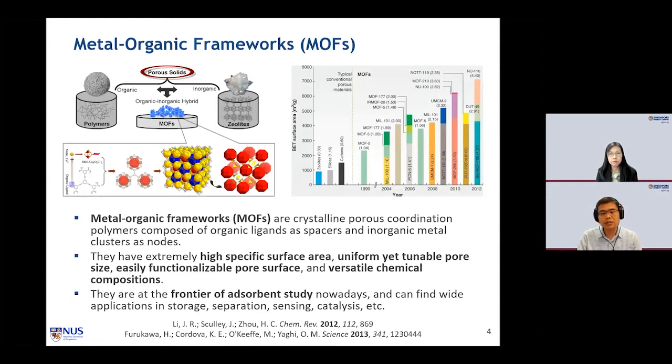And the first type of materials I want to introduce is called metal organic frameworks. It's a type of hybrid organic-inorganic porous materials. And here I give you the history of the development of MOFs along with the BET surface area. So you can see for the conventional porous materials, the surface areas are barely more than 2,000 square meter per gram. But for MOFs, I think the current record holder is already more than 10,000 square meter per gram. So they are by far the most porous materials found nowadays.